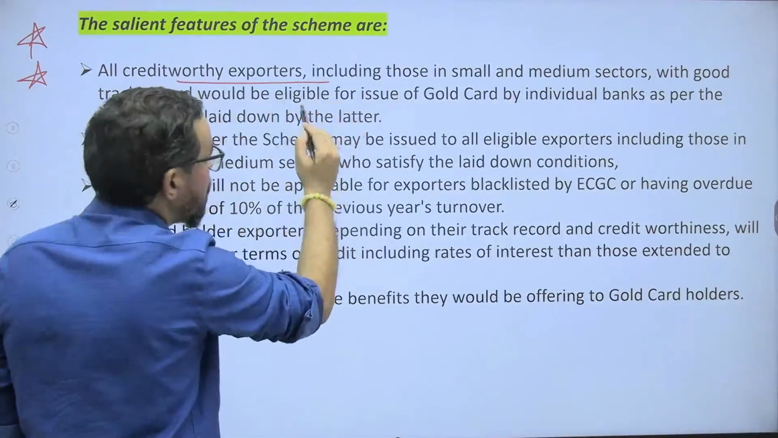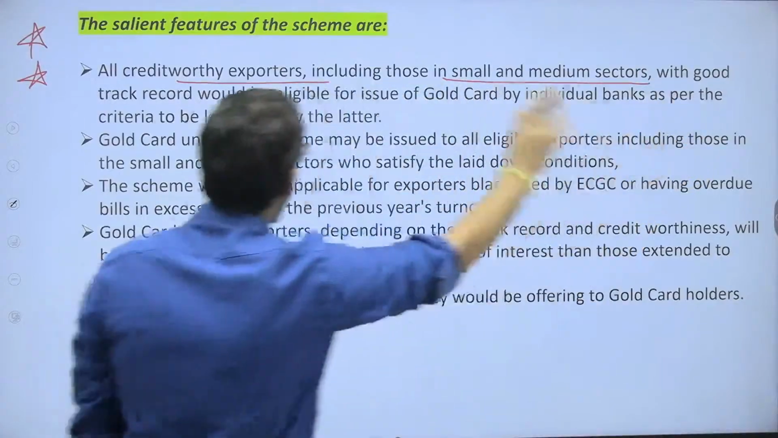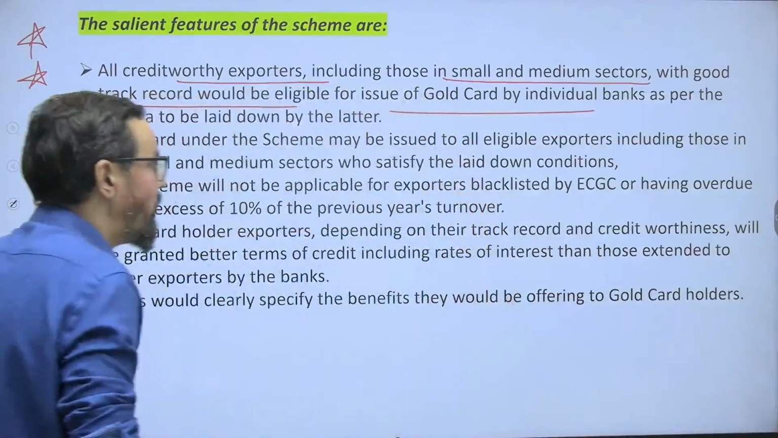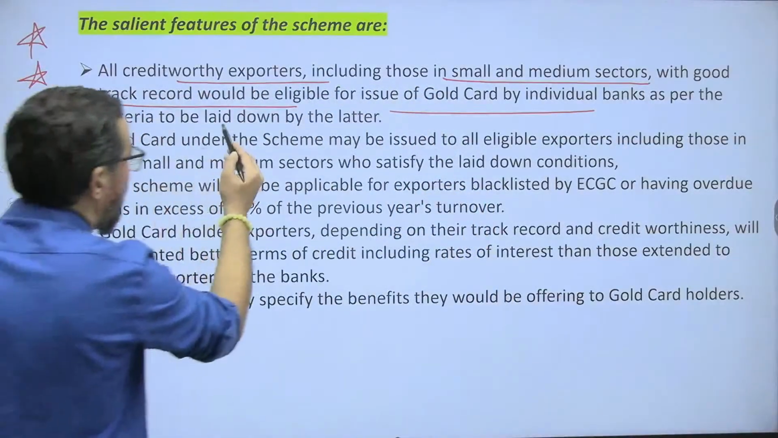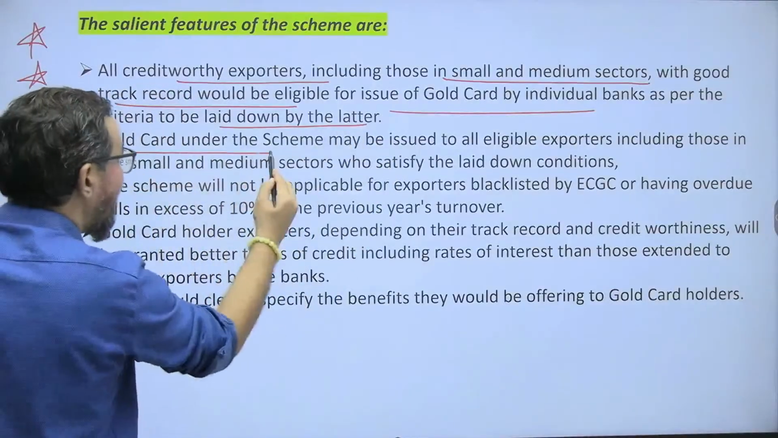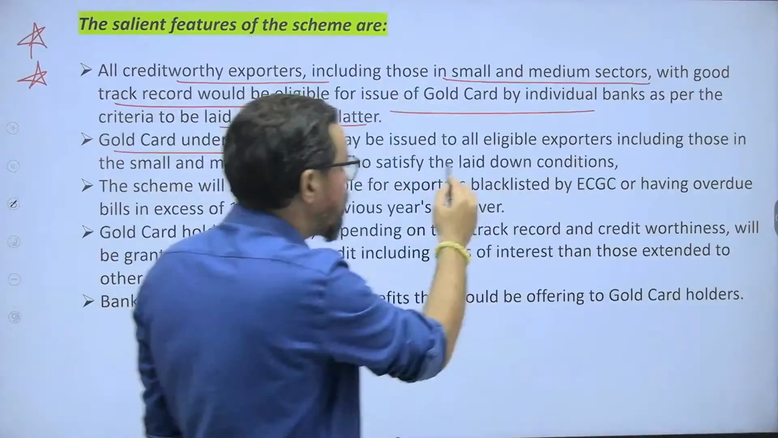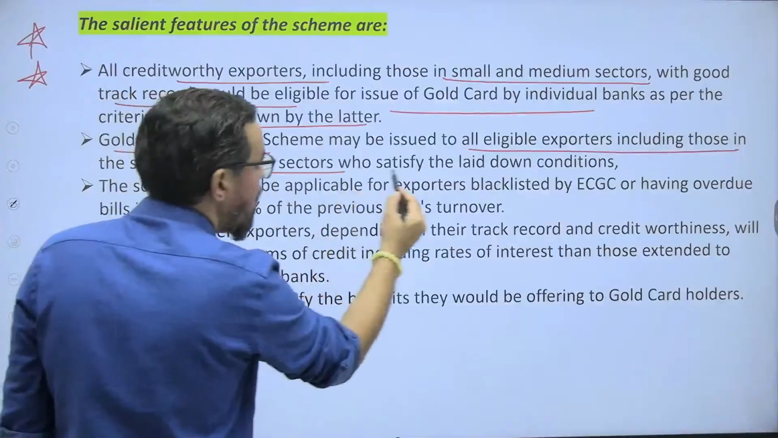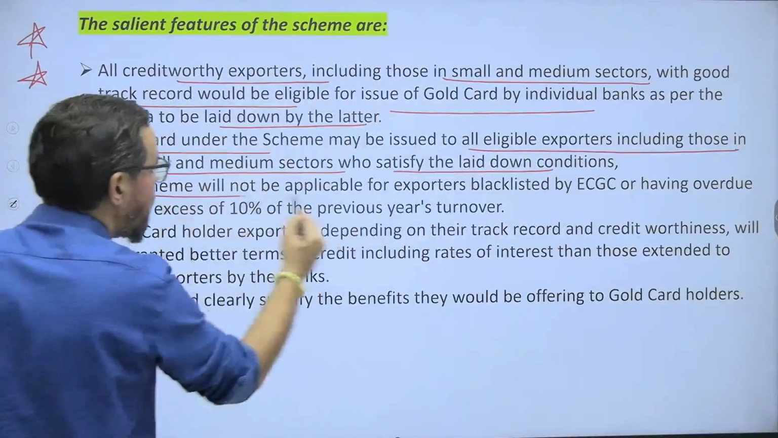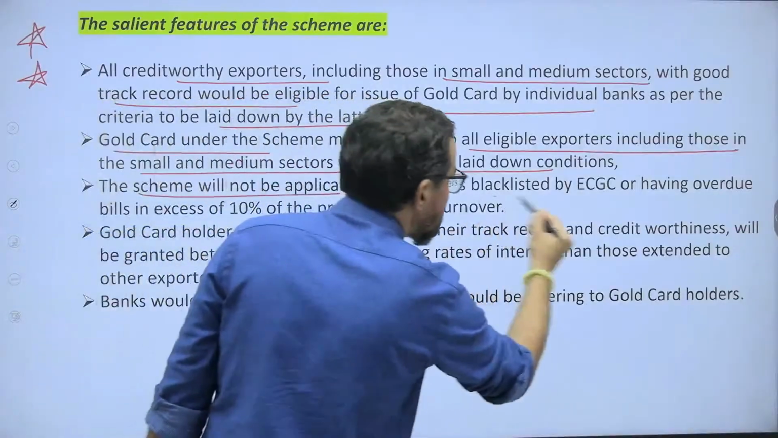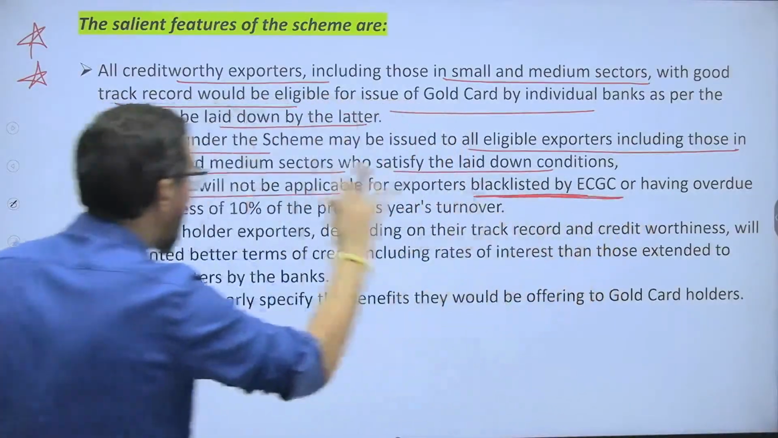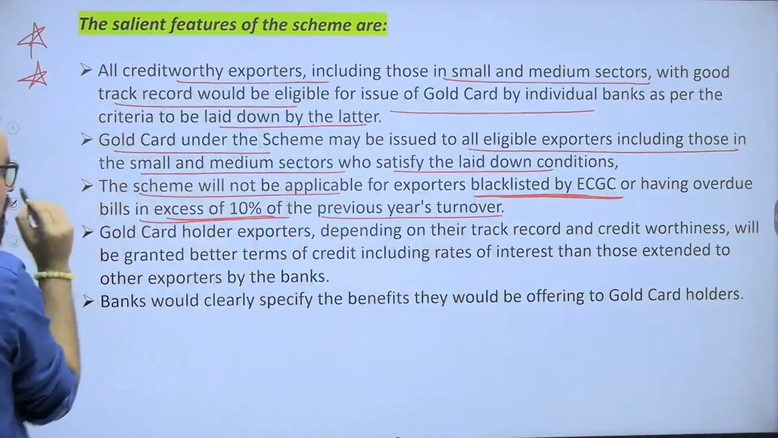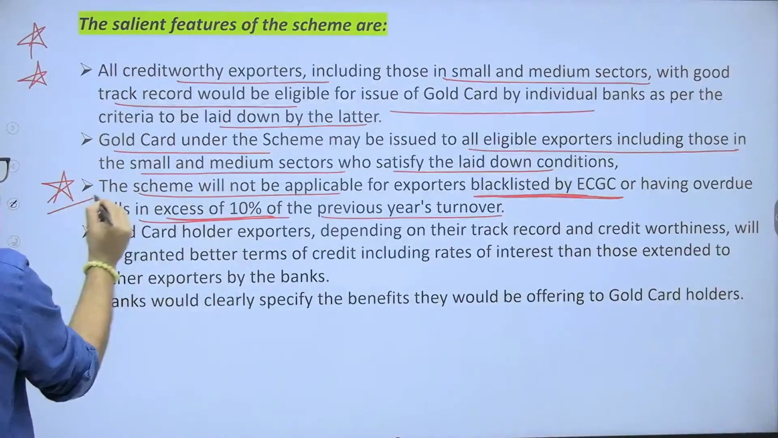All creditworthy exporters, including those in the small and medium sector with good track records, would be eligible for issue of gold card by individual banks as per criteria laid down by them. Under the scheme, banks may issue gold cards to all eligible exporters, including those in the small and medium sectors who satisfy these conditions. The scheme will not be applicable to exporters blocklisted by ECGC or having overdue bills in excess of 10% of the previous year's turnover. Very important statement, okay? This statement is very important.